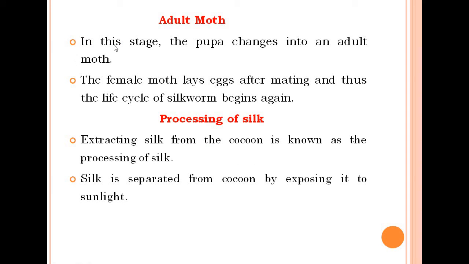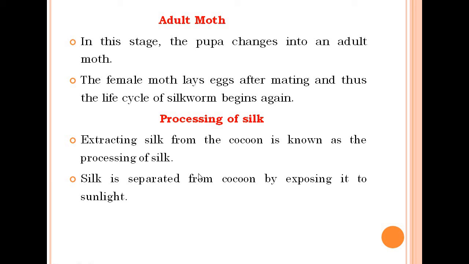Then the next is the adult moth. In this stage, the pupa changes into an adult moth. The female moth lays eggs after mating, and thus the life cycle of the silkworm begins again in the same way. That is, first the egg, then the larva, then the pupa, and finally the adult moth. So this way the whole cycle continues.